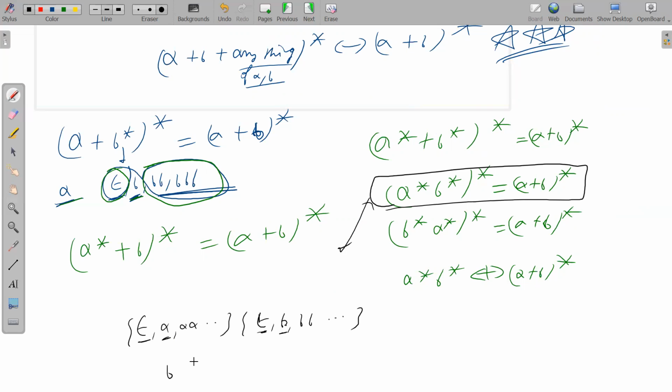Take here A, take here null, you will get A. So B plus A. Now whatever you are getting, power star means A plus B whole star only. Hence proved. If you are not getting it, please rewind the video and watch it again and try to prove it yourself. I have given you a hint. Similarly, this can be proved. And obviously these two are not equivalent because the string BA is not represented here, but BA is represented here.